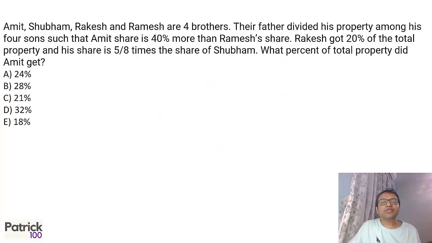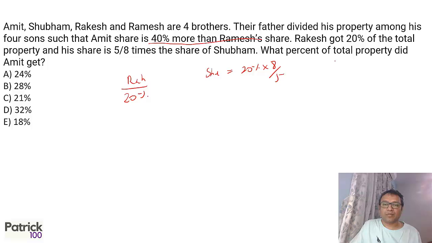Amit, Shubham, Rakesh and Ramesh are 4 brothers. The father divided the property among the 4 sons such that Amit's share is 40% more than Ramesh's share. Now Rakesh got 20%. And Shubham's share is 8 upon 5 times of that. That means Shubham's share will be 20% into 8 upon 5, which will give you 32%. So we know Shubham's share is 32%.